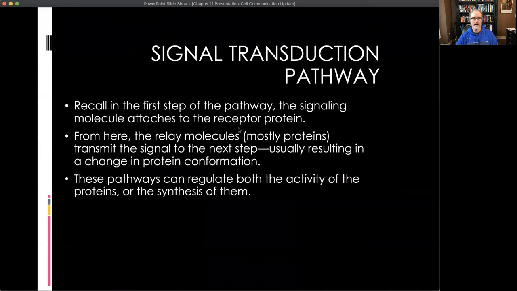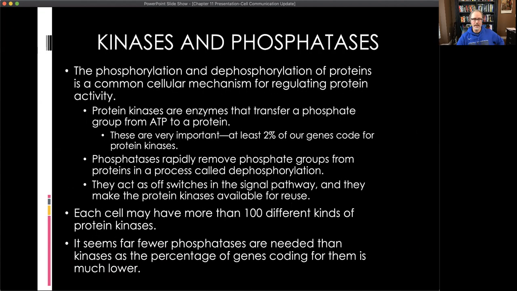If you remember, the first step in the pathway is where the signal gets received by the receptor. From there, relay molecules usually result in a change in the shape of a protein, activation of the protein, something like that. Or you somehow stimulate the cellular response from those pathways.